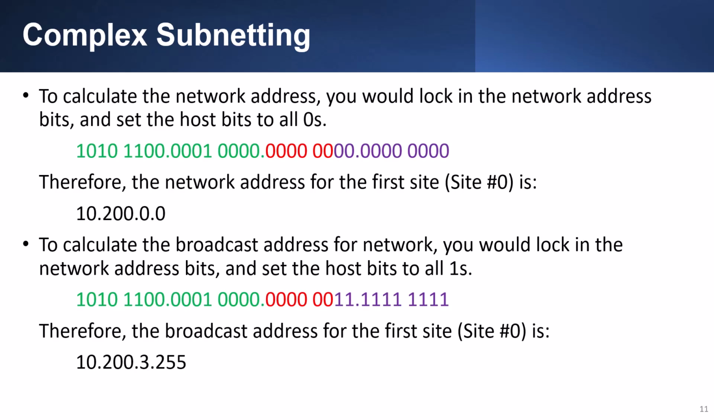To calculate the network address, you would lock in the network address bits and set the host bits to all zeros as shown on the screen. Therefore, the network address for site number 0 is 10.200.0.0. To calculate the broadcast address for the network, you'd lock in the network address bits and set the host bits to all ones as shown on the screen. Therefore, the broadcast address for the first site, site number 0, is 10.200.3.255.